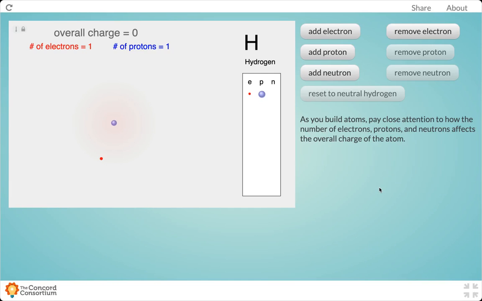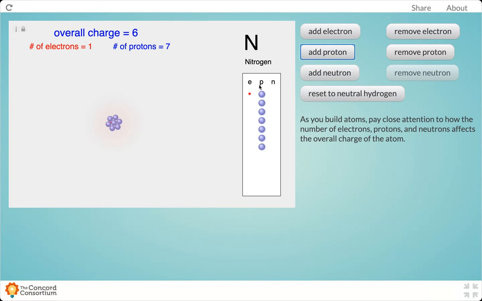So now we want to figure out what happens to an atom's charge if we start messing with the number of electrons. First, let's go ahead and create a neutral atom. Let's create nitrogen. So I'm going to change hydrogen into nitrogen by adding protons. I'm going to stop once I see nitrogen. All right, so there's nitrogen.